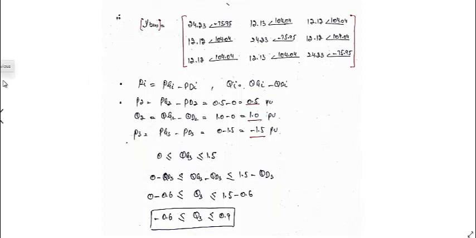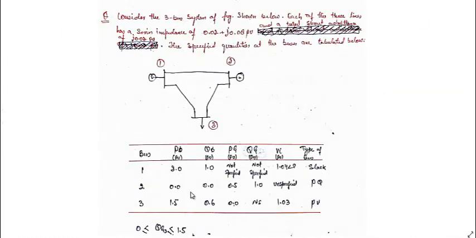So we'll first calculate what are the specified powers, injected real powers at different buses. So Pi will be equal to PGi minus PDi, Qi is equal to QGi minus QDi. This also we have discussed in the previous classes. So P2, when i is equal to 2, will be equal to PG2 minus PD2, that is 0.5 minus 0, it will be equal to 0.5.